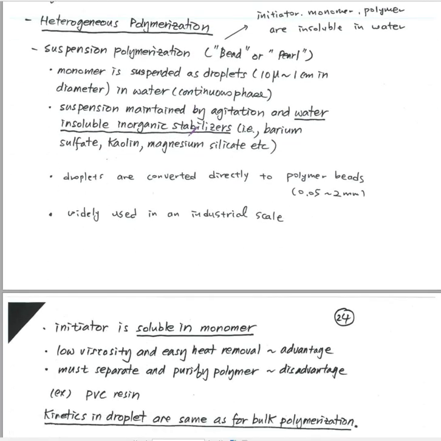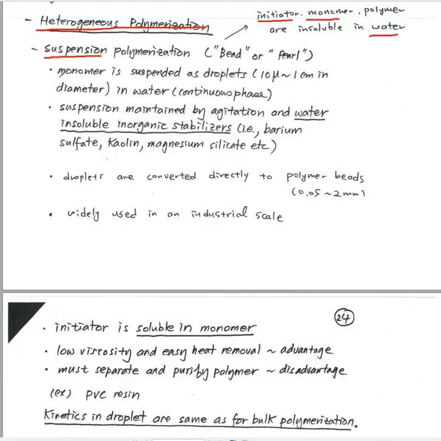The other two methods are considered heterogeneous polymerization. There are two different kinds. One of them is called suspension polymerization. The other is called emulsion polymerization. In suspension polymerization, we basically have initiator, monomer, and water. So we do the polymerization reaction inside of water, in the aqueous phase.